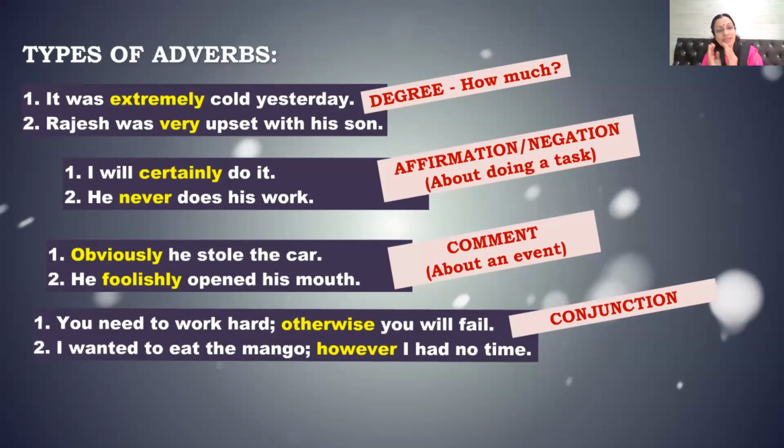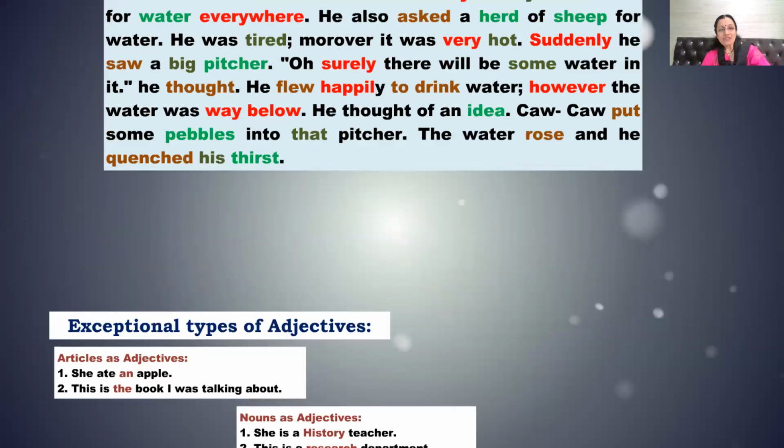They are used as adverbs. I wanted to eat the mango, however, I had no time. So this is an adverb of conjunction. It's a new thing which you probably have learned now. Okay, fine. Well, you'll have to go through this. This is just an exam, just a test.